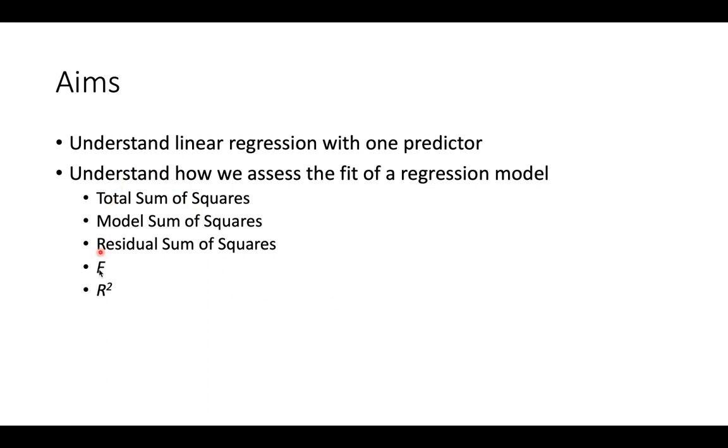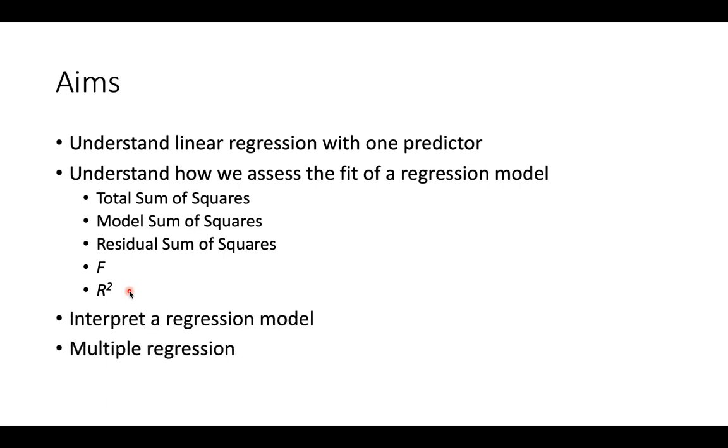This requires a few different types of statistics. We'll discuss them in turn. We can see them here. Some sums of squares, this thing called an F, and then an R squared. And then lastly, we're going to work on interpreting these linear regression models. And then, as I said later, we're going to take the next step of adding multiple predictor variables in a multiple regression.